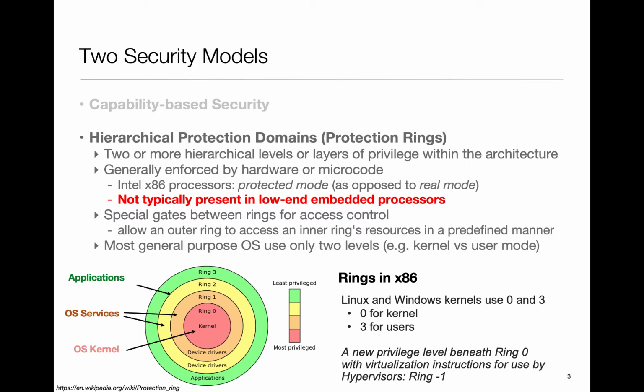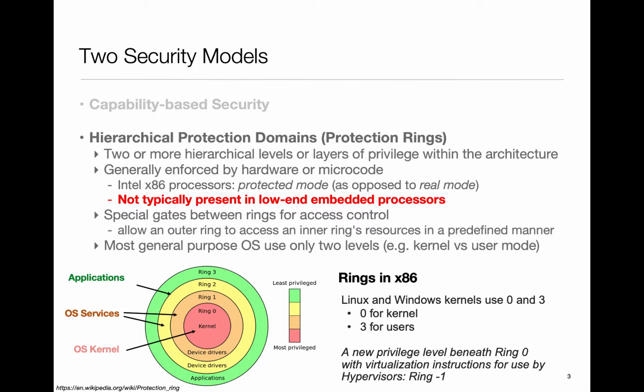And it's typically not present in low-end embedded processors that you'll see in CPS and embedded devices. I'll show you in the coming slides an example of how these memory layouts might look. And there are usually special gates between these rings for access control. The notion here is that we want to allow an outer ring, so this green ring here, for example, to access any of the inner ring's resources in a predefined manner. This will be more clear with an example in the next slide.